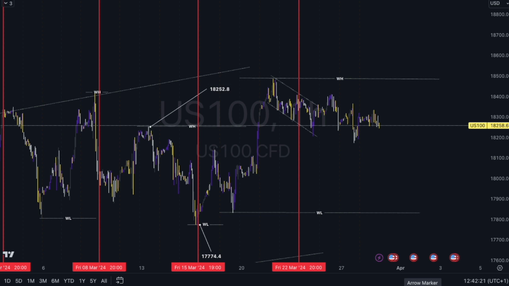So tomorrow, Monday, US markets will be open, but UK markets will be closed. So I'm expecting the US market to be a little bit flat tomorrow, right? But it's going to be business as usual.